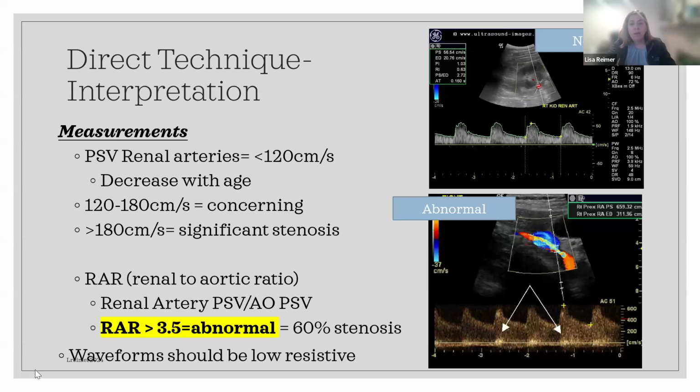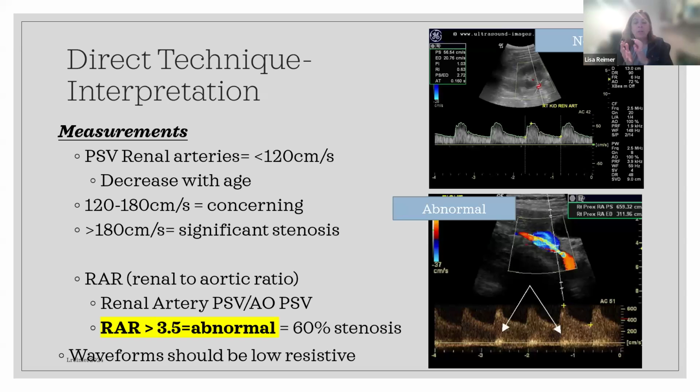If you look at the image on the bottom, it's quite different. So while we still have a lot of flow in diastole, they're pointing out some findings here with the concentration of the blood flow. But look at this peak systolic velocity. We're at 659.32. Anything over 180 centimeters per second is very concerning for significant stenosis.